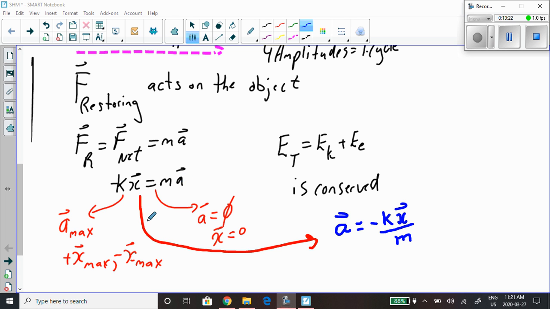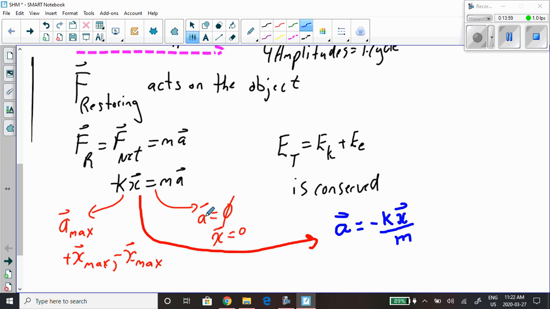So if I rearrange this equation, I get acceleration is equal to negative kx over m. Well, when would the acceleration be the largest possible? The mass of the object is not going to change. The spring constant is not going to change, but the position changes. So you get maximum acceleration when x is at a maximum. That's what I wrote down here. Acceleration is at a maximum when you're at the positive x max position and the negative x max position. That's where you get the biggest acceleration.